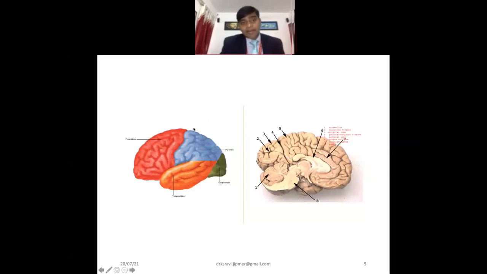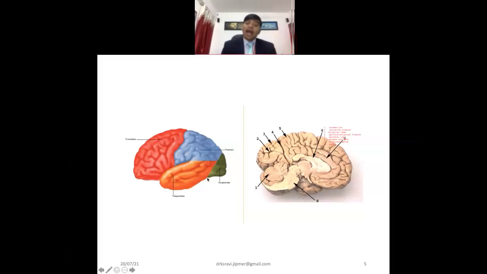So to divide the cerebrum into its different lobes, we have this central sulcus. Anterior to the central sulcus and superior to the lateral sulcus, we have the frontal lobe. I hope I'm clear. Posterior to the central sulcus, we need to draw an imaginary line from the parieto-occipital sulcus to the preoccipital notch, which is present on the infralateral border, 5 centimeters from the occipital pole.